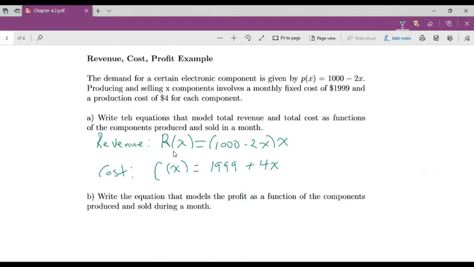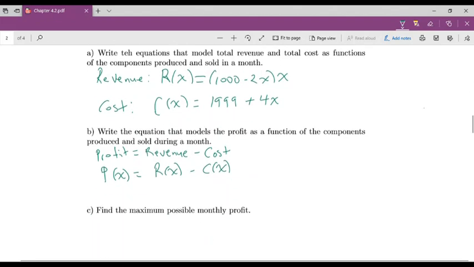Alright, B says write the equation that models the profit as a function of the components produced and sold during a month. Essentially what you've got is profit equals revenue minus cost. So that what you get is capital P of X for your profit equals capital R of X for your revenue minus capital C of X for your cost. Alright, now we have those functions, so we can do that.